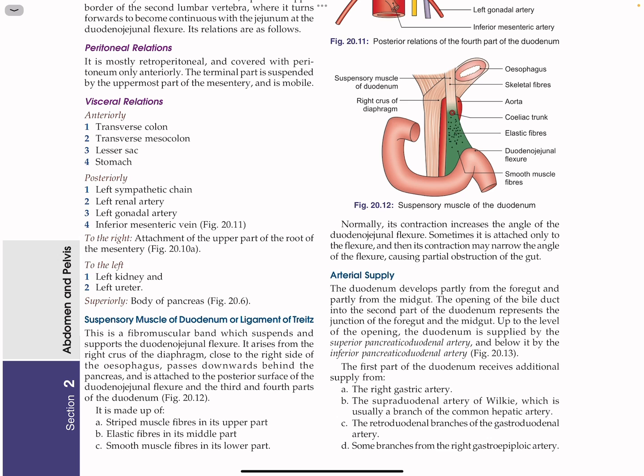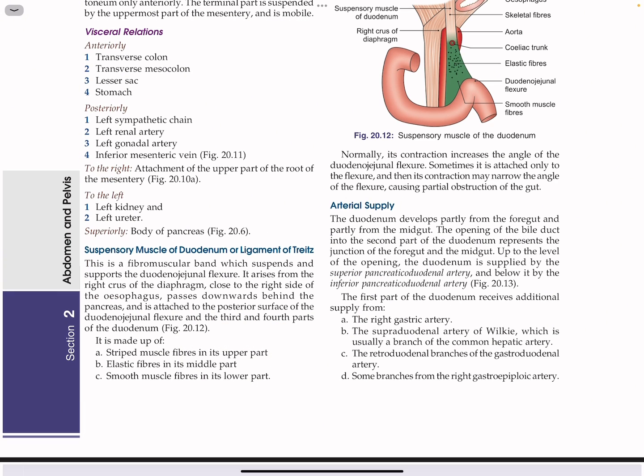To the left: 1. Left kidney and 2. Left ureter. Superiorly, body of the pancreas. Suspensory muscle of duodenum, or ligament of Treitz. This is a fibromuscular band which suspends and supports the duodenojejunal flexure.